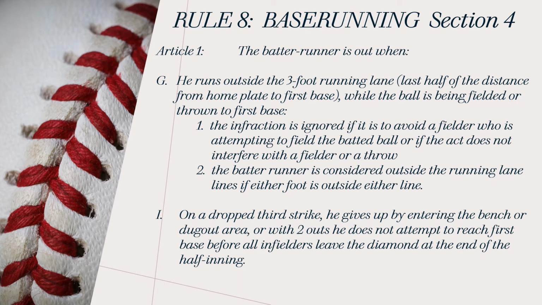Right. So continuing with letter I, the batter runner is out when, on a drop third strike, he gives up by entering the bench or dugout area, or with 2 outs, he does not attempt to reach first base before all infielders leave the diamond at the end of the half inning. So it's a drop third strike, and he stands there and he starts walking back to the dugout. He is not out until he actually enters the bench or dugout area.